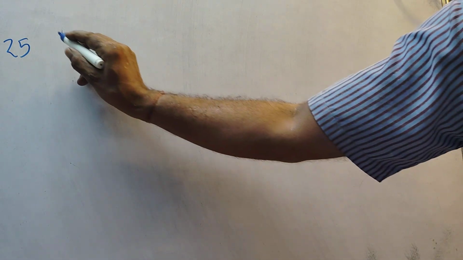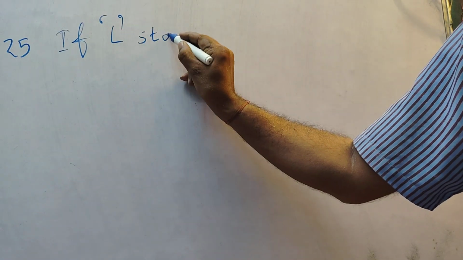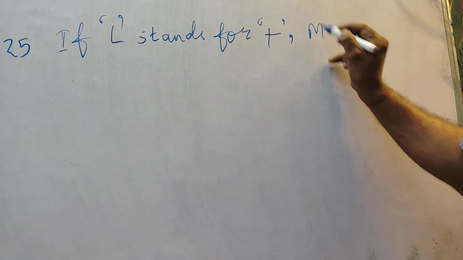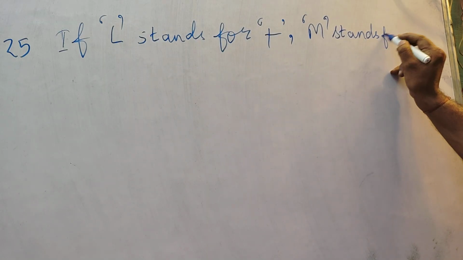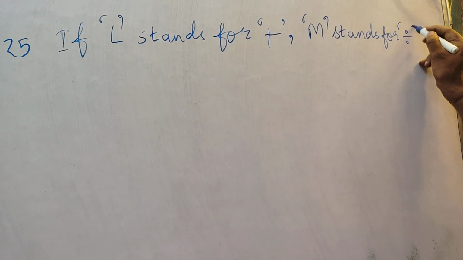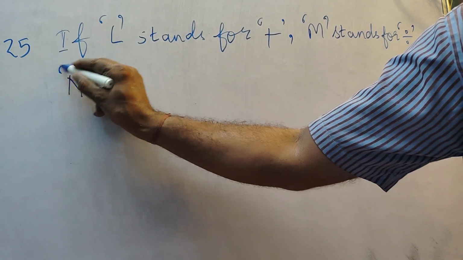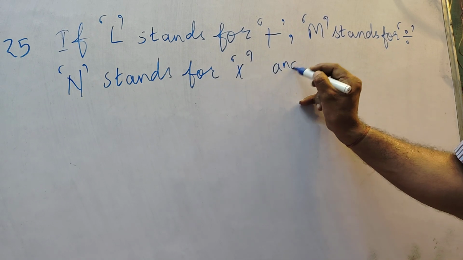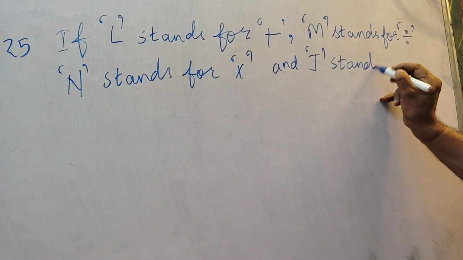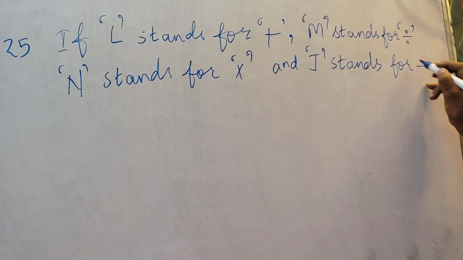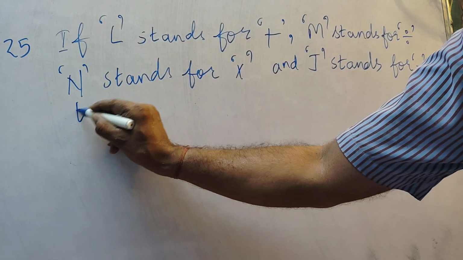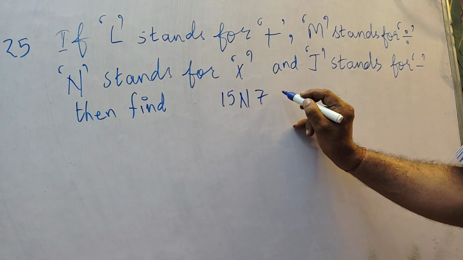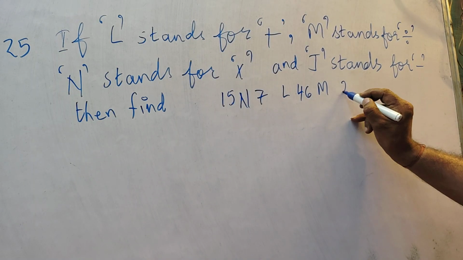Question 25: if L stands for plus, M stands for divide, N stands for multiply, and J stands for minus, then find the value of 15 N 7 L 46 M 23 J 18.